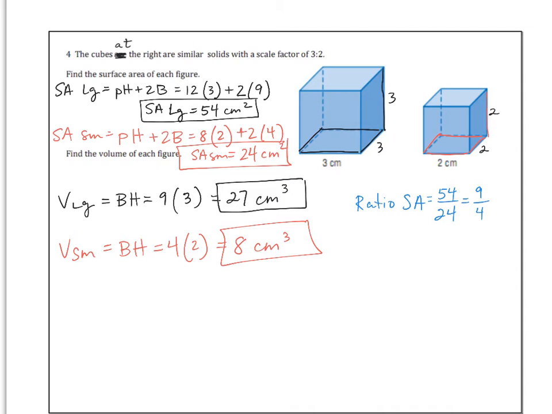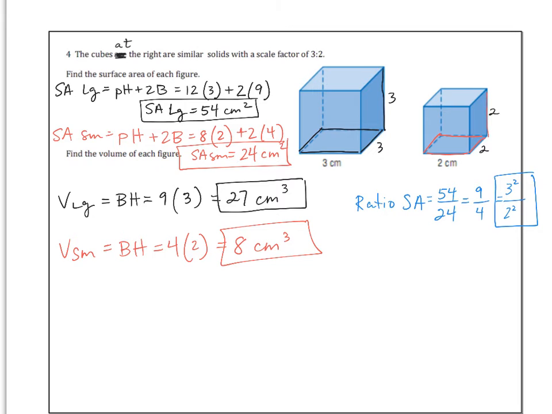But think about these numbers. Both of them are perfect squares. 9 is the same as 3 squared. 4 is the same as 2 squared. I want you to remember that. We'll come back and talk about that in a second.